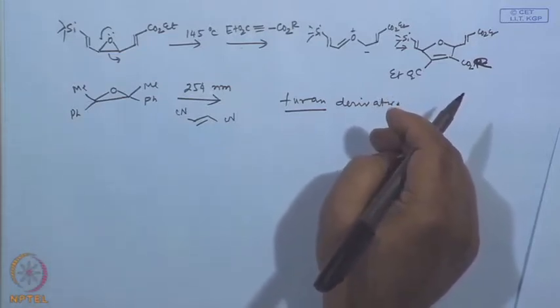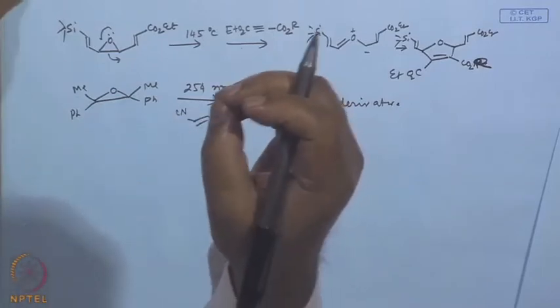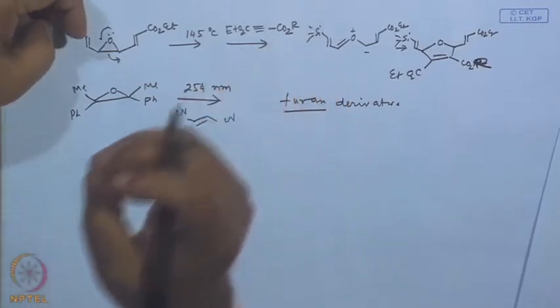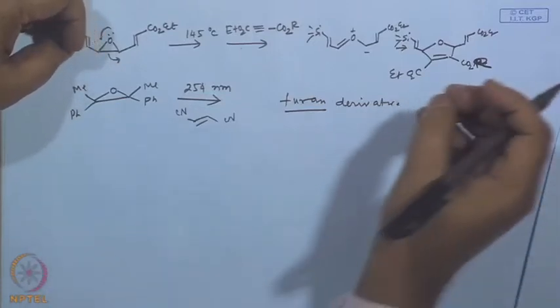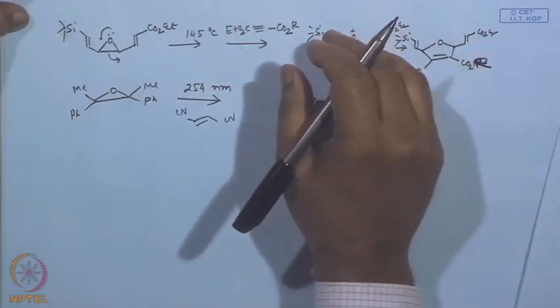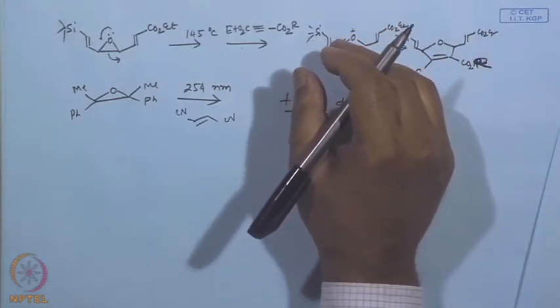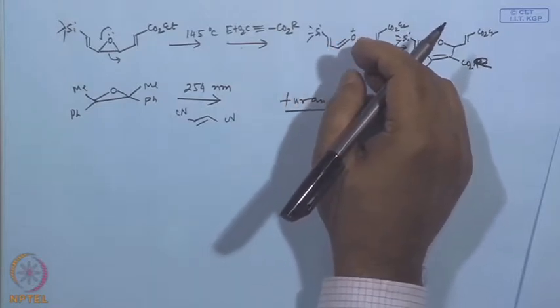What else can you do? There is another interesting way of producing these carbonyl ylides. This example could be again from the decomposition of diazo compounds. Like you have seen in one of the previous examples, we have seen the decomposition of diazo compounds. So that's a very general reaction.